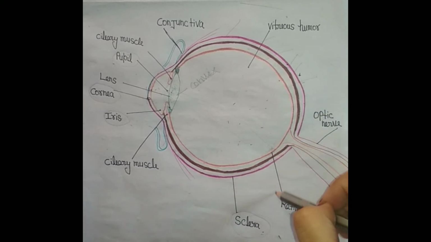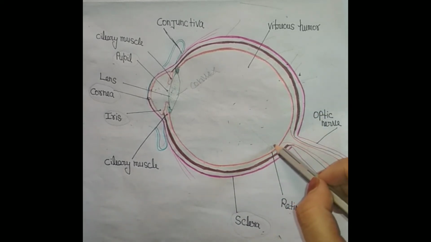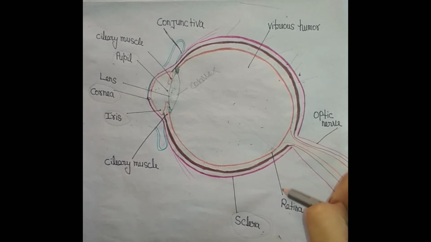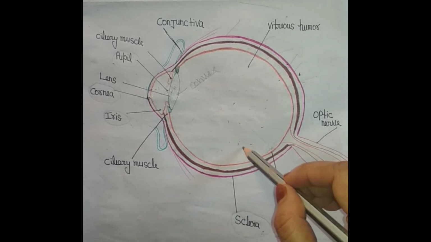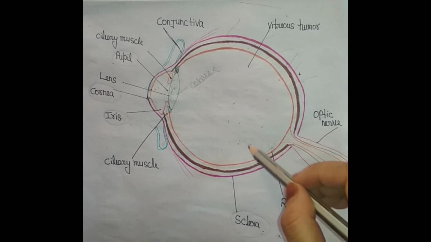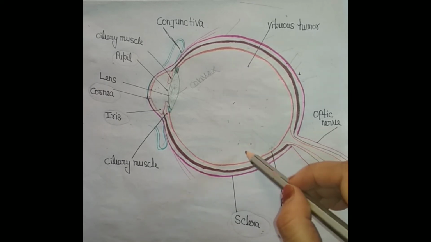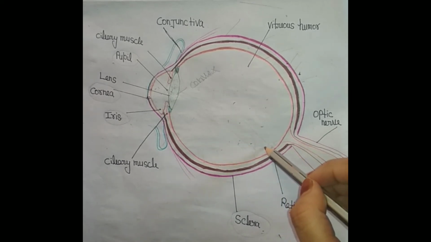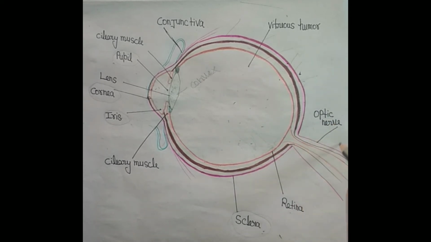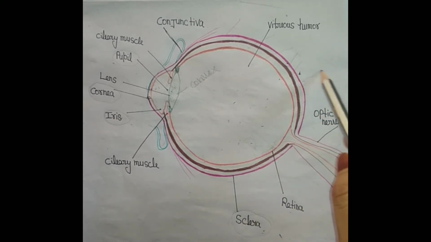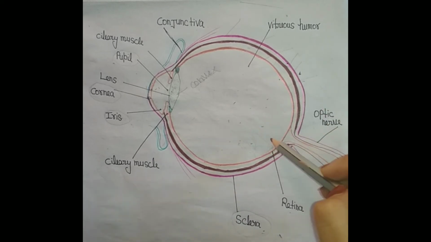So the retina is where the image is formed and then visualized. Many nerve cells and blood vessels are present there, and they carry the information through the optic nerve to the brain, where our image is visualized.